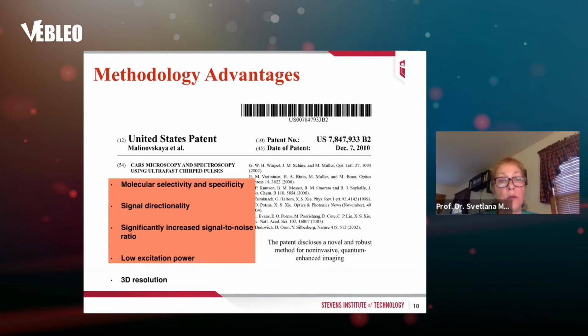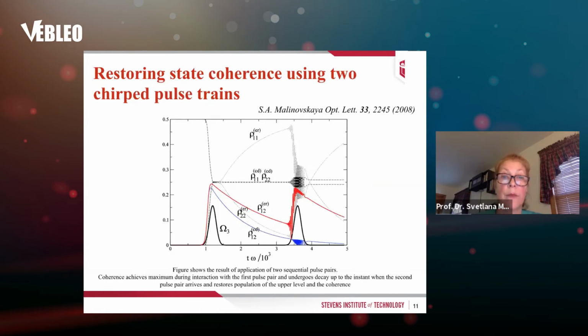So this methodology has a number of advantages, and the major of them is high molecular selectivity and specificity, and also significantly increased signal-to-noise ratio compared to non-shaped pulse techniques by 3 to 6 orders of magnitude.